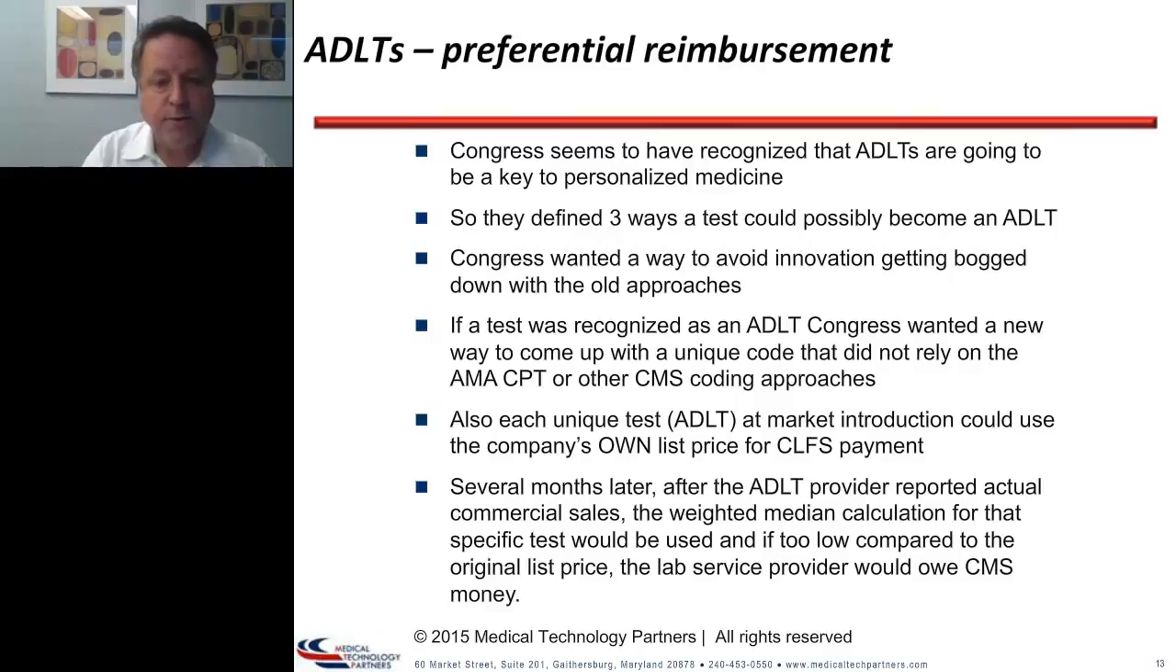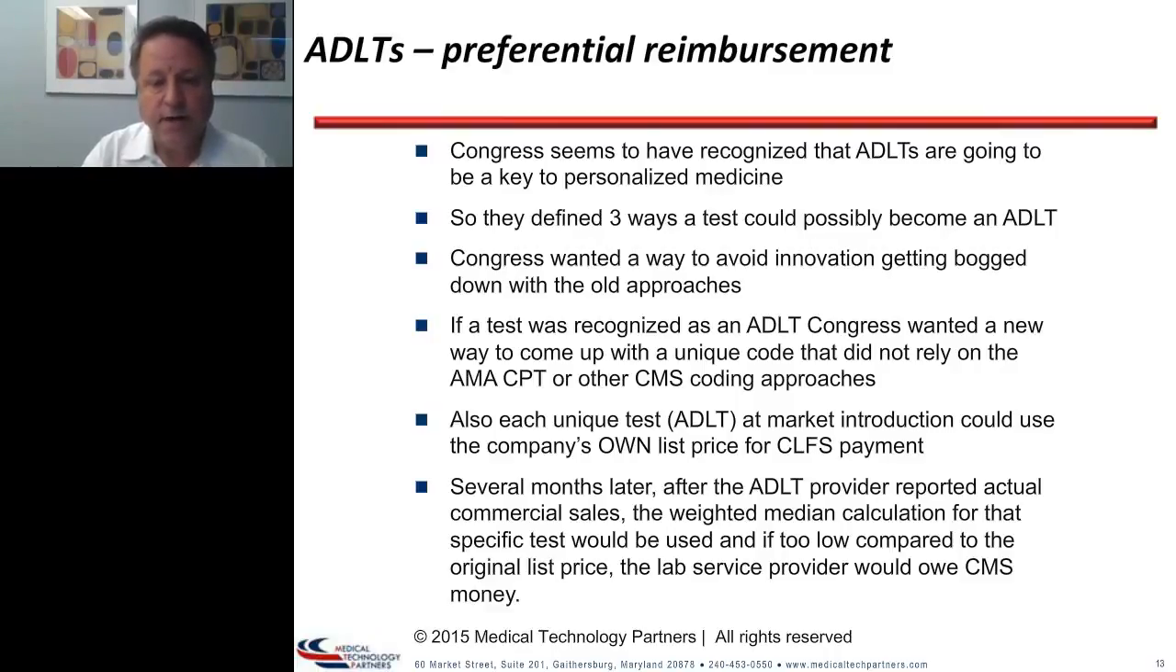The law defines 3 ways a test could possibly become an ADLT. Congress didn't want innovative technologies to be bogged down with the old approaches, which have huge delays in coverage and huge delays in establishing fair reimbursement. If a test was recognized as an ADLT, Congress wanted a way for them to come up with a unique code that didn't rely on the AMA CPT process, which can take 18 months or more, or other CMS coding approaches. The unique test, the ADLT, at market introduction could be done at the company's own list price. So if you have a new ADLT, you set the price, not crosswalking and not some of these other techniques that CMS has used to establish payments.